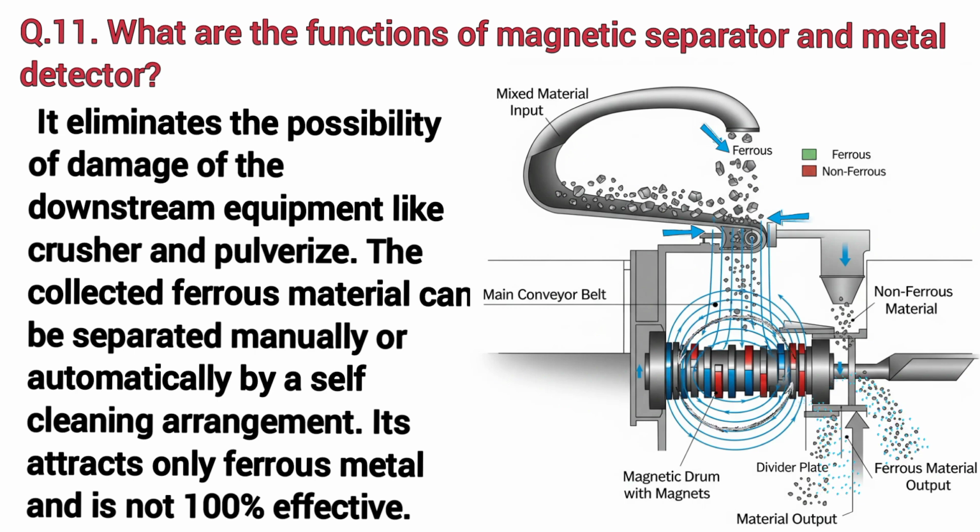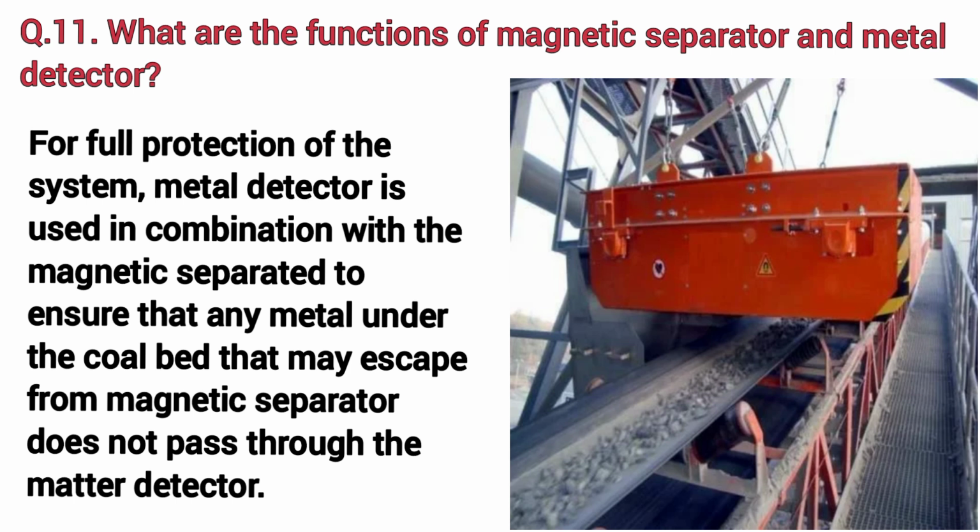The collected ferrous material can be separated manually or automatically by a self-cleaning arrangement. It attracts only ferrous metal and is not 100% effective. For full protection of the system, a metal detector is used in combination with the magnetic separator to ensure that any metal under the coal bed that may escape from the magnetic separator does not pass through the metal detector.